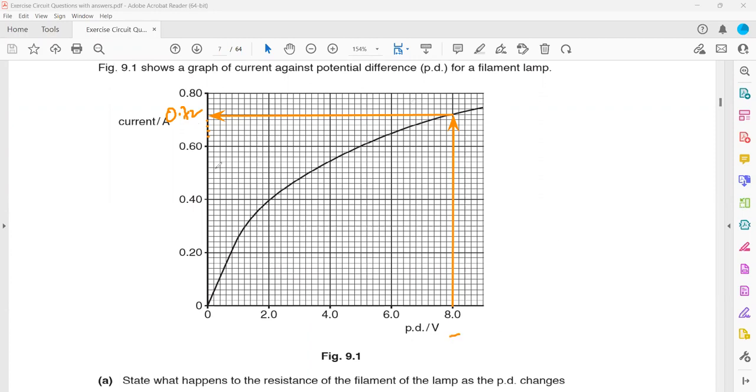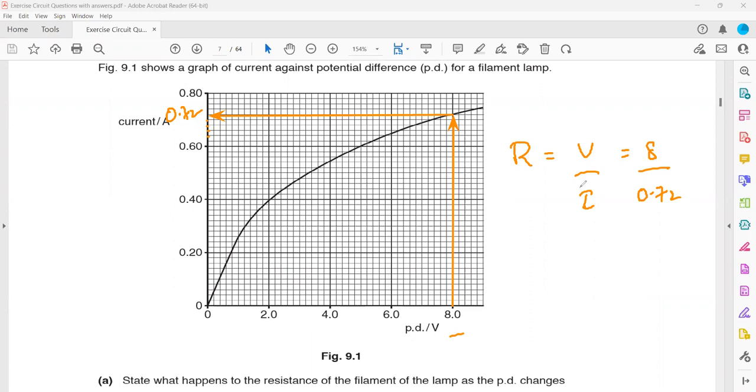So we have the voltage and we have the current. We need the resistance. Resistance is the ratio between voltage and current. So voltage is 8 and the current is 0.72. Each box is representing 0.02, because 10 boxes equals 0.2. That's why it was 0.62, 0.64, 0.66, 0.68, 0.70 and 0.72.